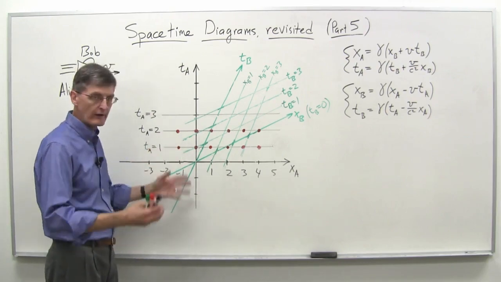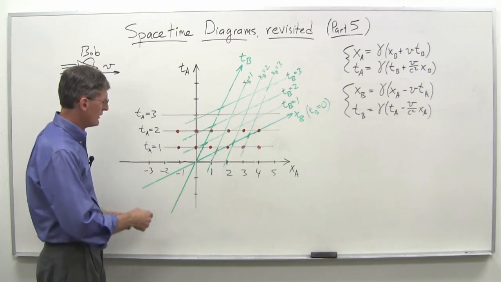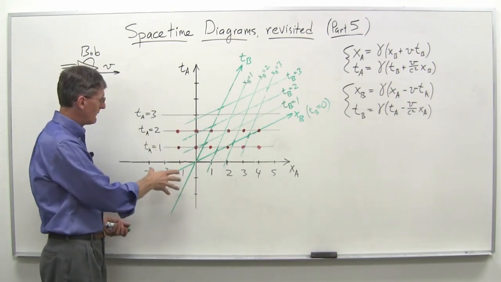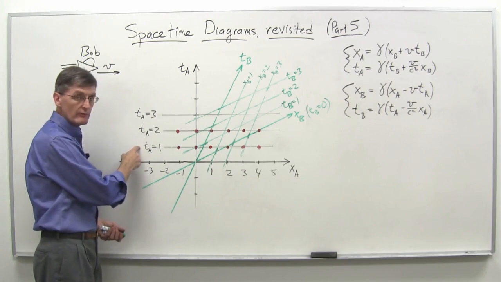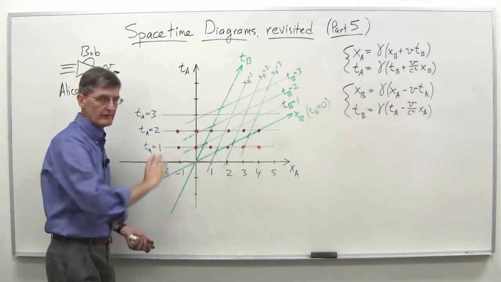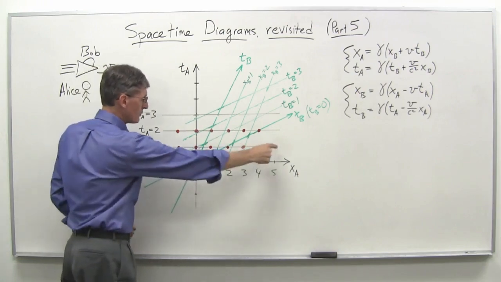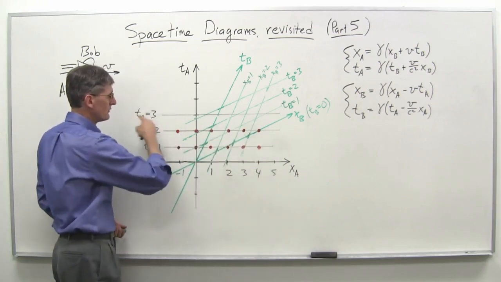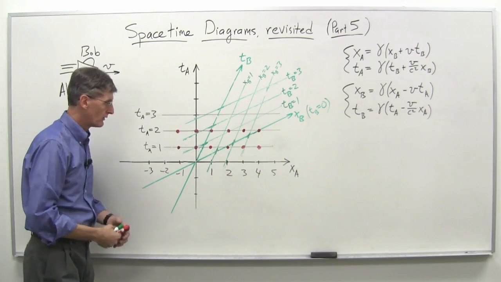But again, let's orient ourselves so that, note for Alice's plot, we have lines of simultaneity. t_A equals 1 is this line. We'll get to the red dots here in a second. t_A equals 1, t_A equals 2, t_A equals 3, and so on and so forth.